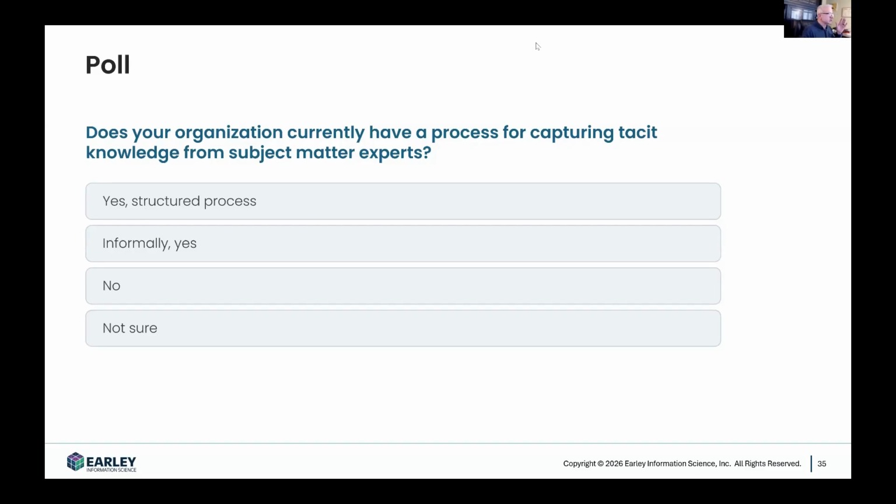Yes, I'm sorry, a structured process. Maybe it's informal. Maybe you don't have that process. Let's see. Okay. As we're doing this, I'm also going to take a question. You're hearing, we don't need structure. The AI can handle anything.